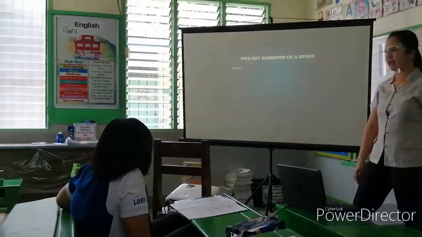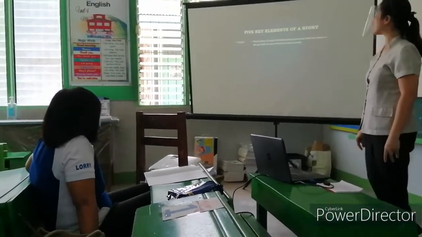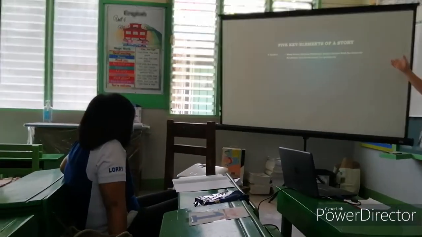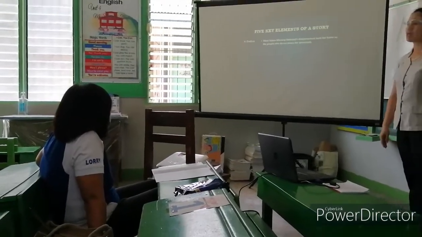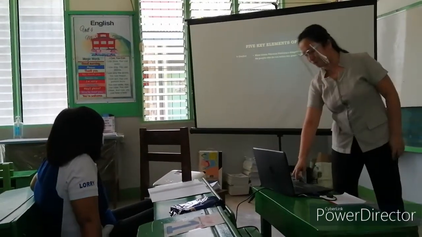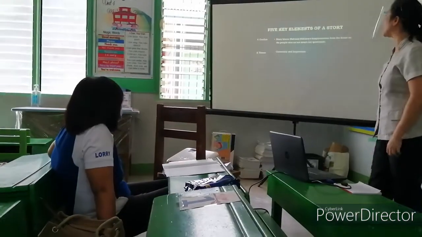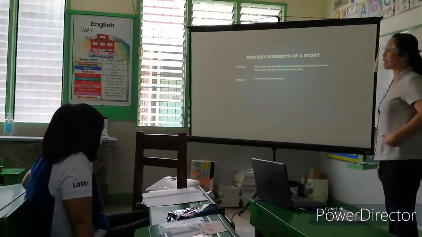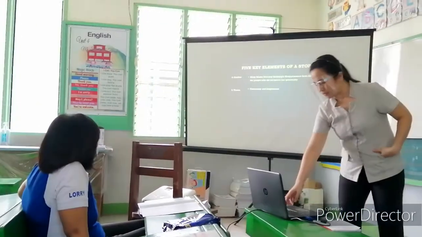Now let us have the conflict. What do you think is the conflict of the story? The disappearance, no? But many blame Maria Makiling's disappearance from the forest on the people who do not return her generosity. And what is the theme? What is the moral lesson you've learned from the story about Maria Makiling? It's about being generous. Generosity and forgiveness. Okay?